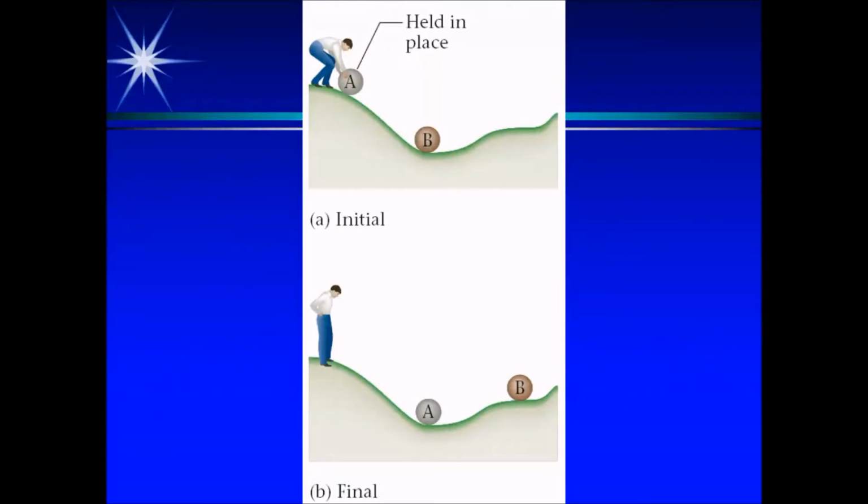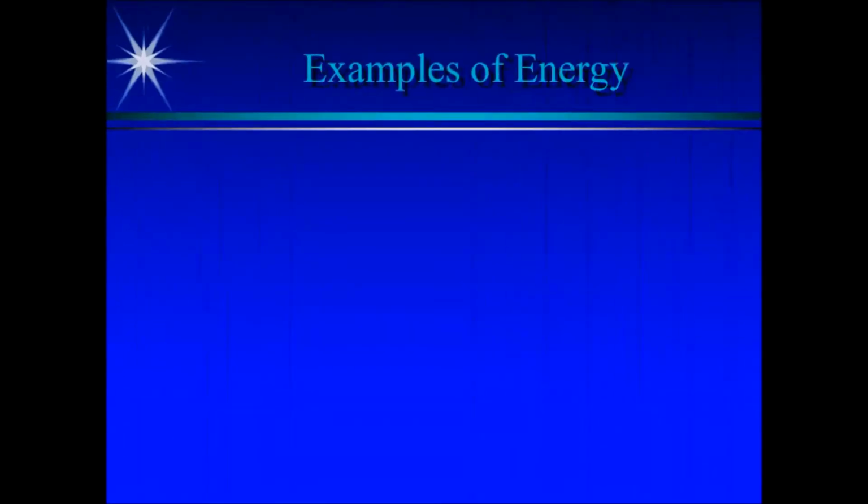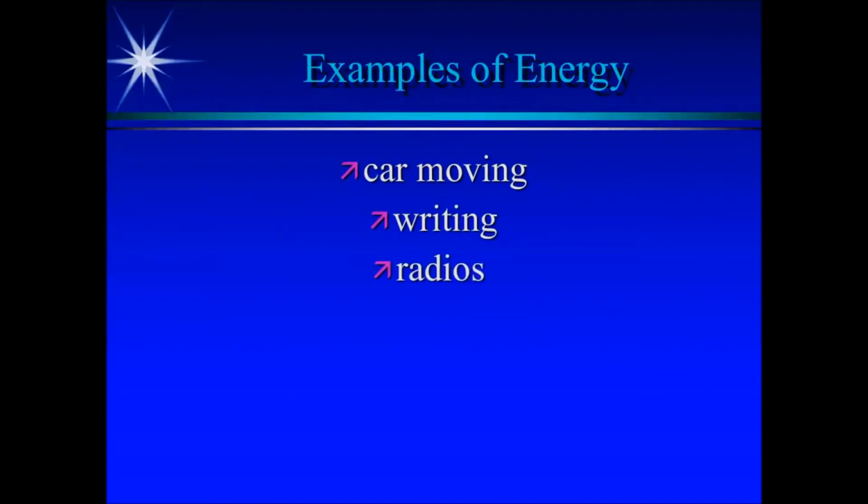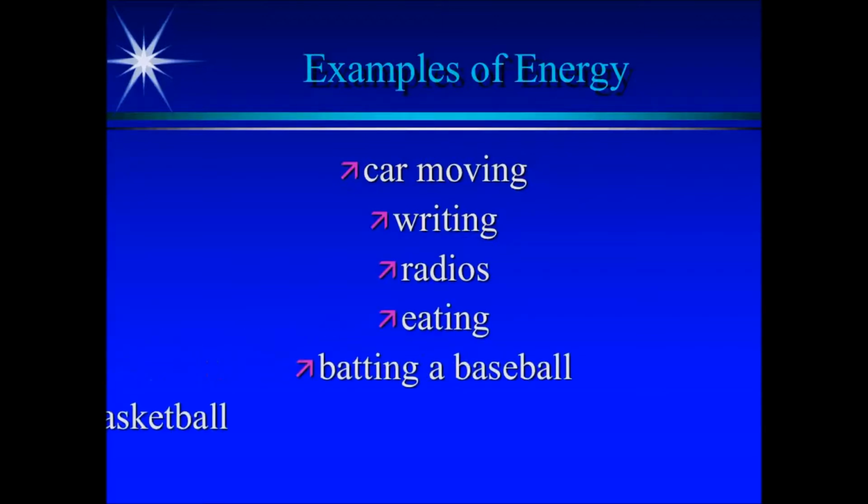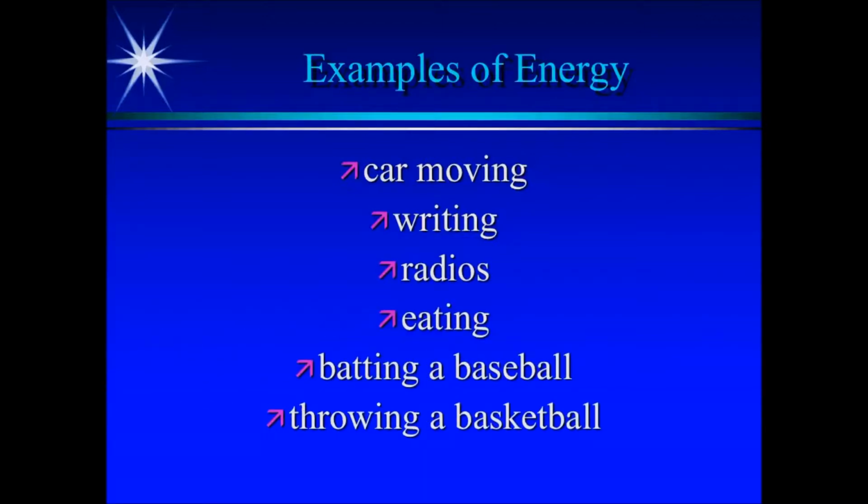Here's Noah. Noah is pushing A. Then A comes and hits B. So what two things worked here? Me and A. That's right. Me and A. Some examples of stuff that's working: car moving, writing, radios, eating, batting a baseball, throwing a basketball. One of these you might sit there going, huh? Radio? How's a radio working? No, this is the radio just on, after the radio button has been pressed. What's going on?